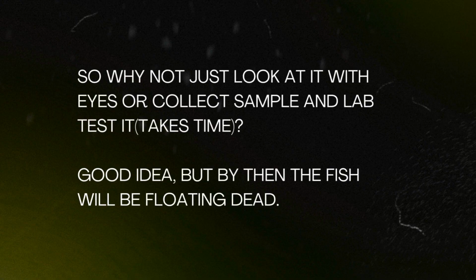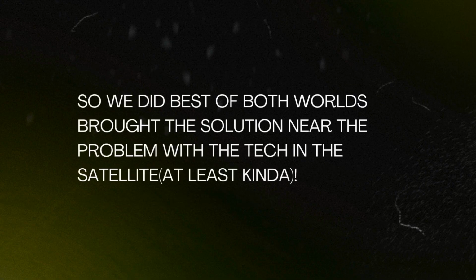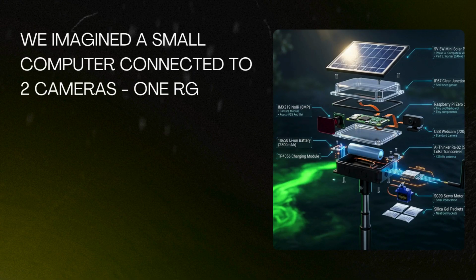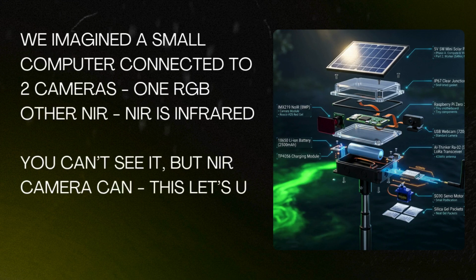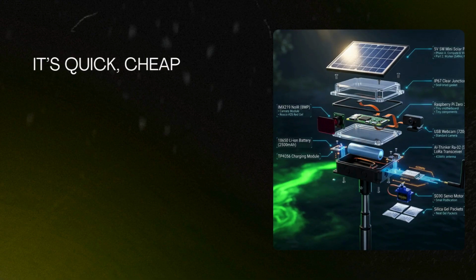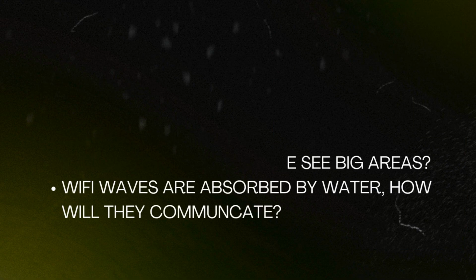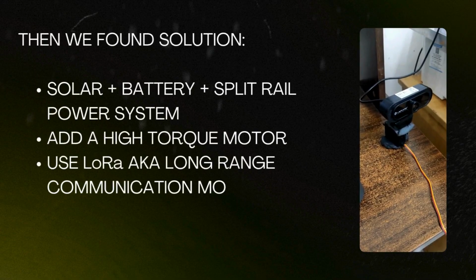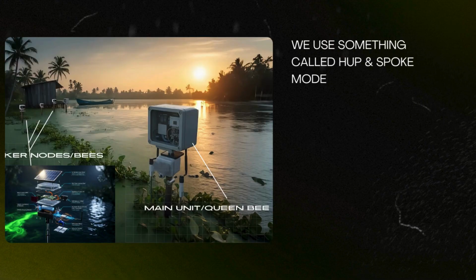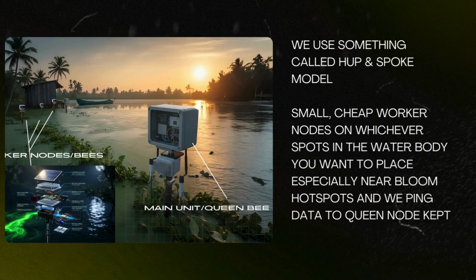We imagine a small computer connected to two cameras, NIR camera and RGB camera. And then we powered it with solar. We made it communicate with each other with LoRa modules, which is long range and won't get absorbed by water unlike Wi-Fi. It is cheap and you can buy n number of worker nodes for less than $80 each and place it across the lake. And then we can collect data and say in advance of 2 or 3 days whether an algal bloom is going to happen, thus saving an entire ecosystem.